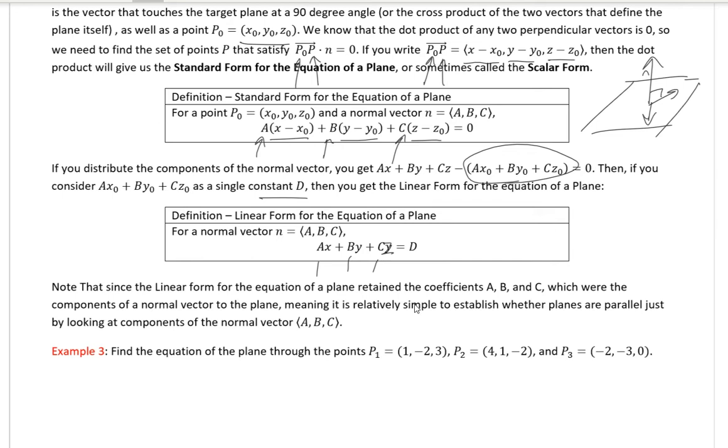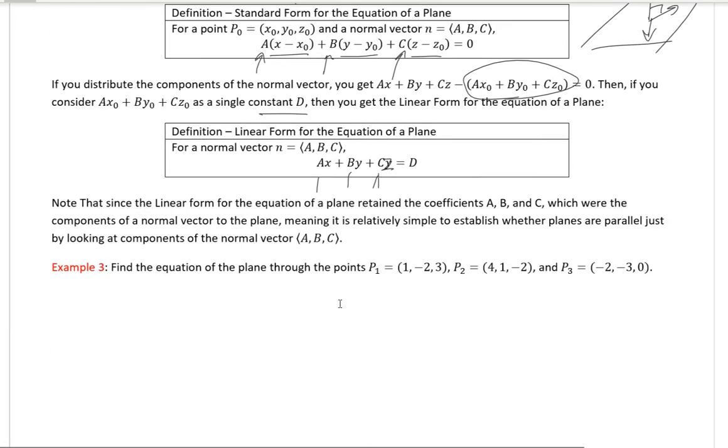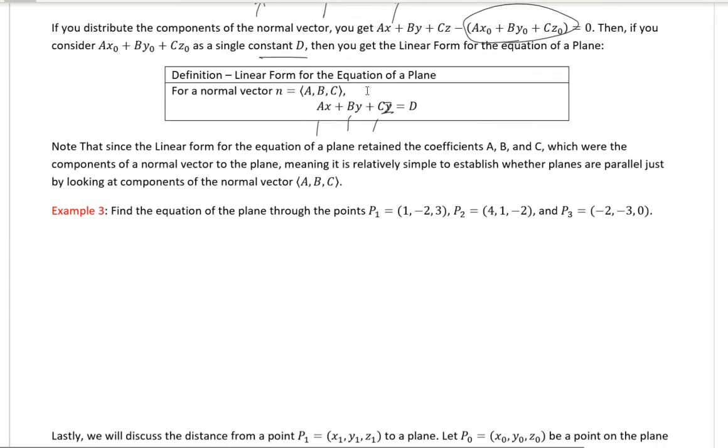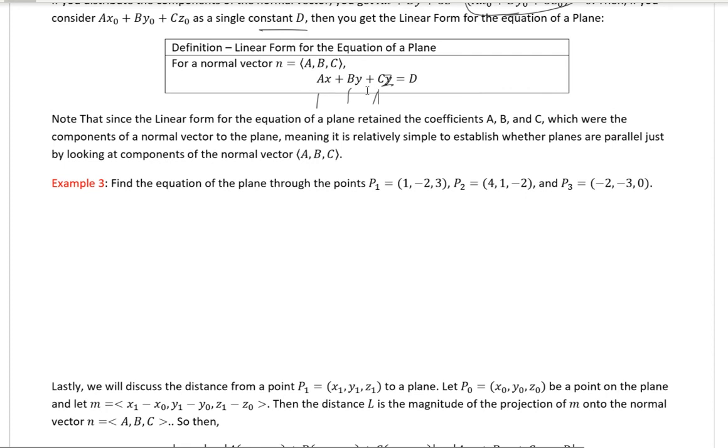Now, what we're going to do in this third example is take these three given points and find the equation of the plane that goes through all three of these. In order to find the equation of the plane, what we need is a normal vector. If we can have a normal vector, then we're okay. We know that we can create a normal vector using the cross product of two vectors on the plane. So we'll take one of these points, consider it the initial point, create two vectors from that, and then find the cross product to establish the normal vector.